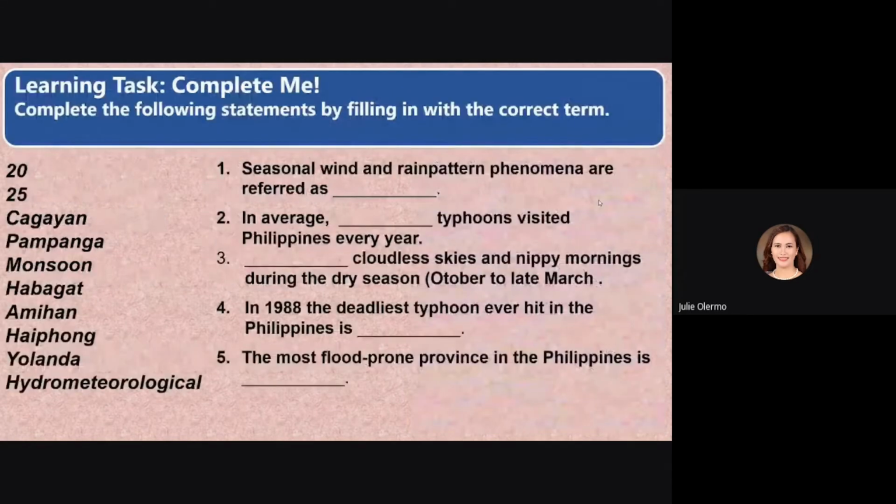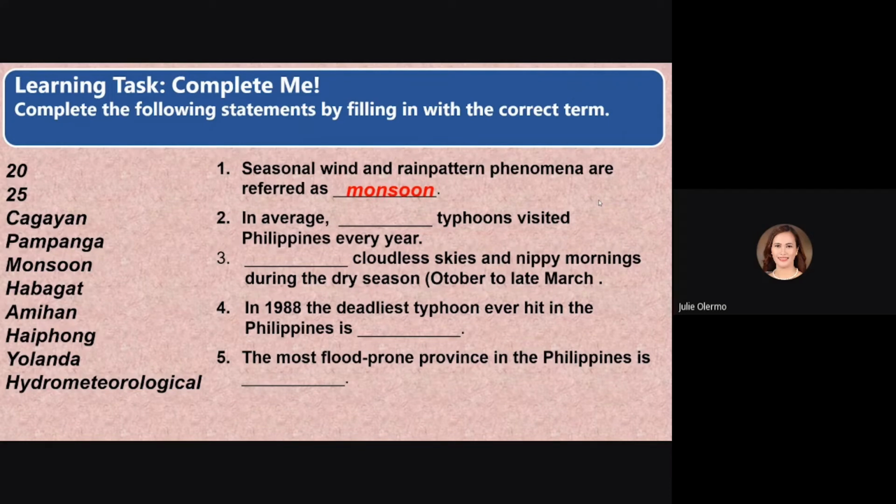For objective number 2, let us answer this learning task completely. Complete the following statements by filling in the correct term. Choose from the following: 2025, Cagayan, Pampanga, Monsoon, Habagat, Amihan, Haipong, Yolanda, Hydrometeorological. Number 1, seasonal wind and rain pattern phenomena are referred to as monsoon.